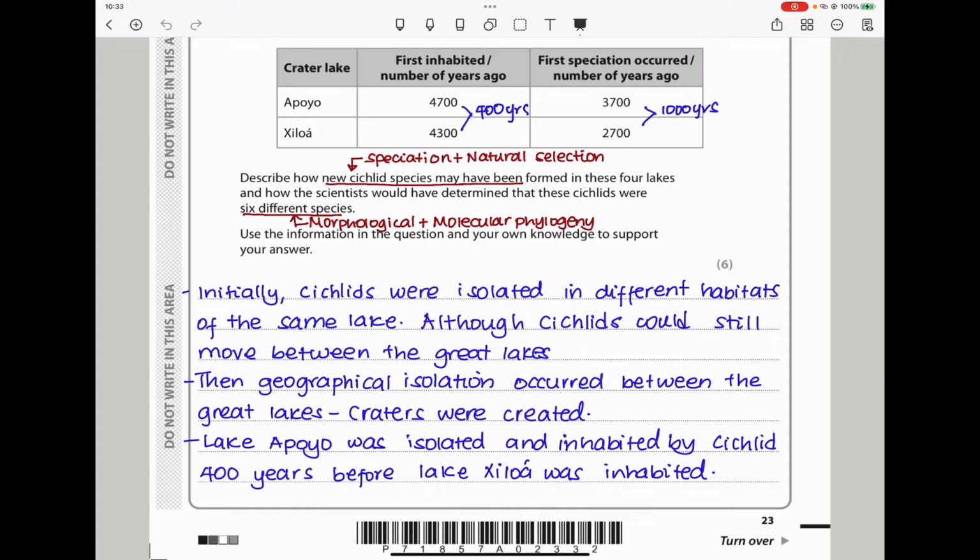So I said, initially, cichlids were isolated in different habitats of the same lake, although cichlids could still move between the Great Lakes. Then geographical isolation occurred between the Great Lakes, and the crater lakes were created. Now from the table, we can see this was formed 4,700 years ago, and here 4,300 years ago. So we can see this was formed 400 years before this was formed. So Lake Apoyo was isolated and inhabited by the cichlid 400 years before Lake Shiloah was inhabited.